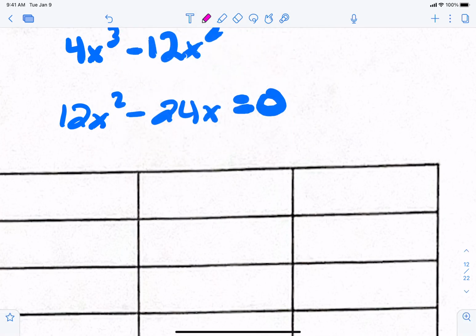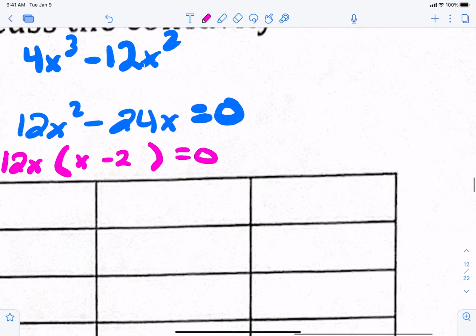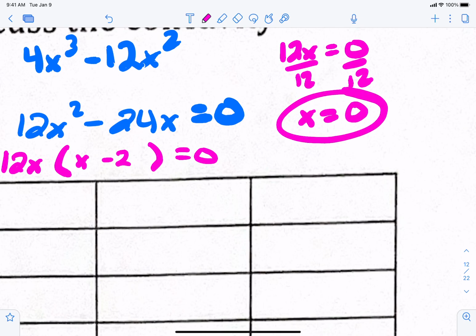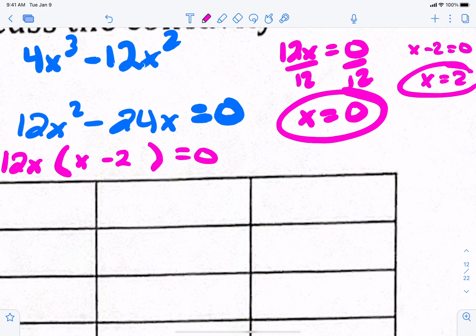What do you do with it now? Take out an x and a 12. Left over is x minus 2. So set both of them equal to 0. 12x equals 0, divide by 12, and x equals 0. That's my first one. Am I going too fast? Okay. x minus 2, set that equal to 0, so x equals 2.